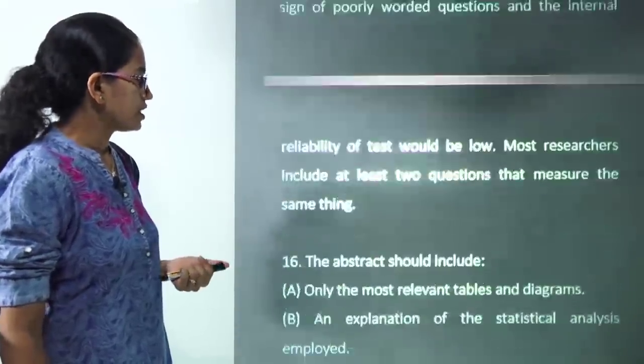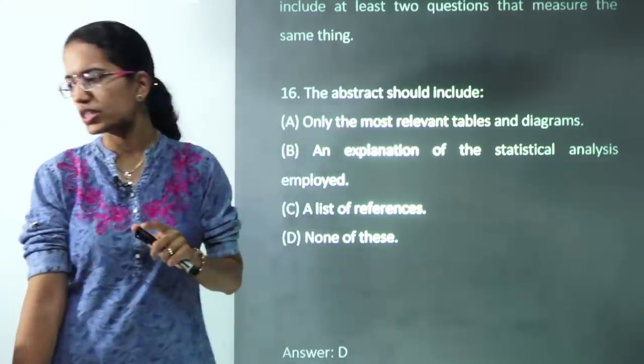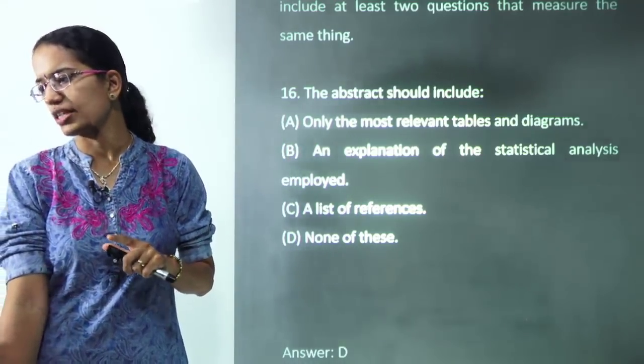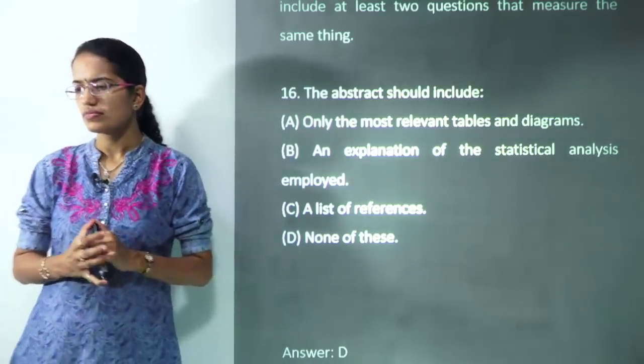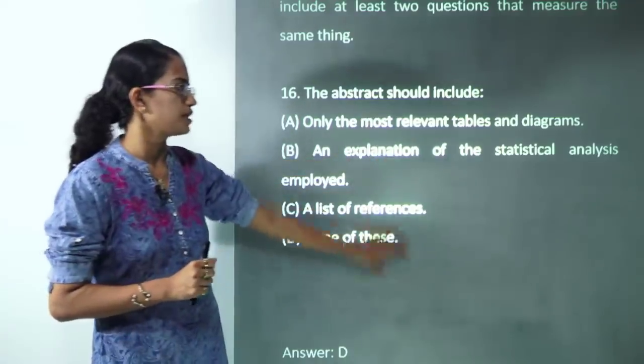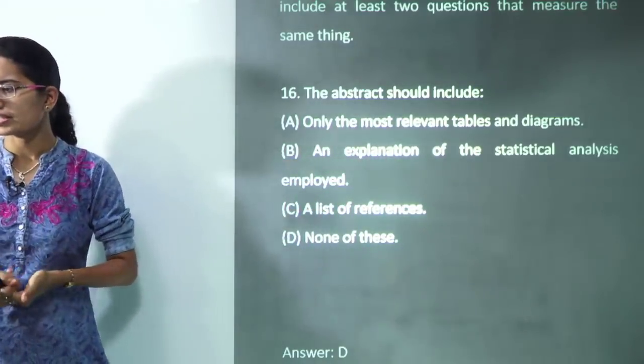Okay, the next question here is: abstract should include. Now again a kind of confusing question. I request you to read the question very, very carefully before answering it. So what should abstract include from the given information? Looking for answers for question number 16.